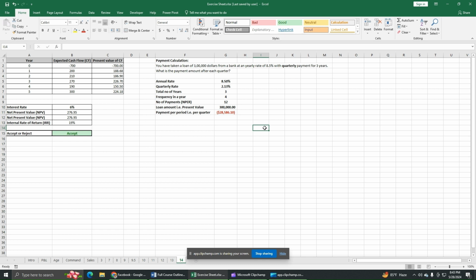So this is how we can calculate the installment amount in Excel. That's all for today. Thank you very much.